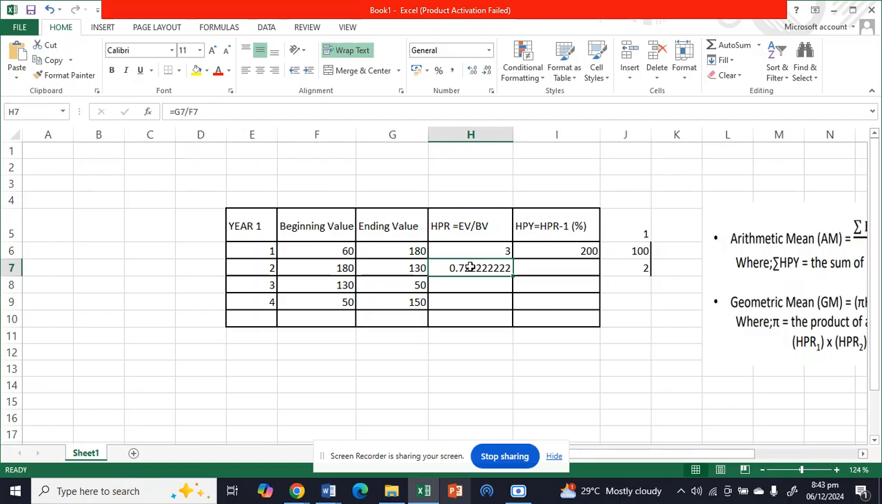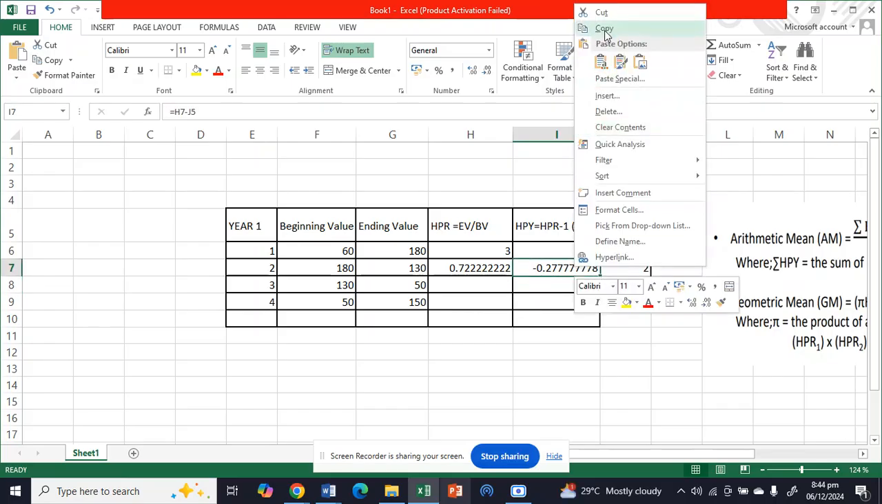So here it's not that our investment has increased by 0.72 times. No, it has decreased by 0.72 times. Remember that if the HPR is less than 1, then it represents a decrease in the investment. So we want to see this decrease in the investment in percentage format. So our HPY is our HPR minus 1. That gives us negative 0.2777.